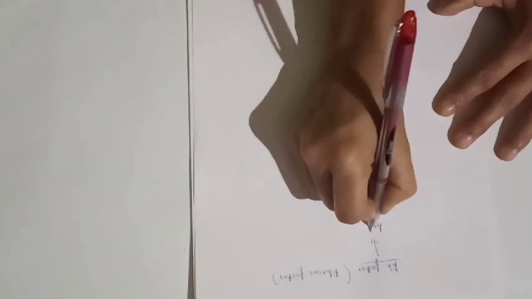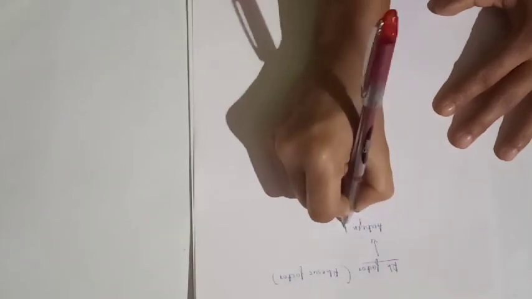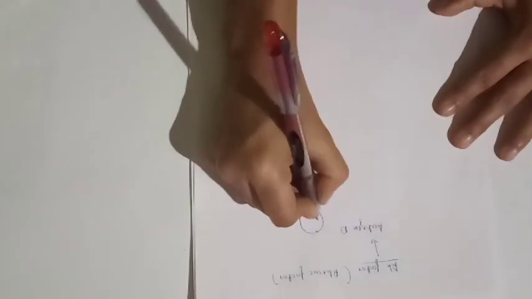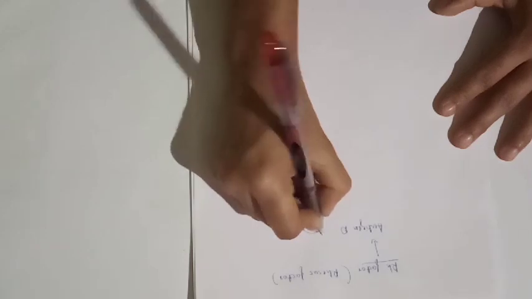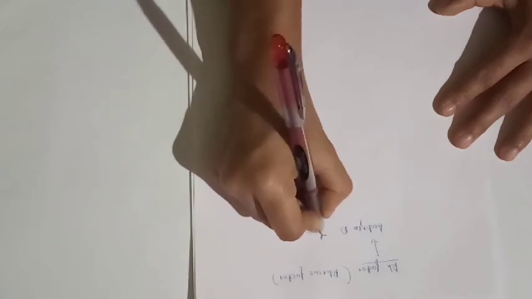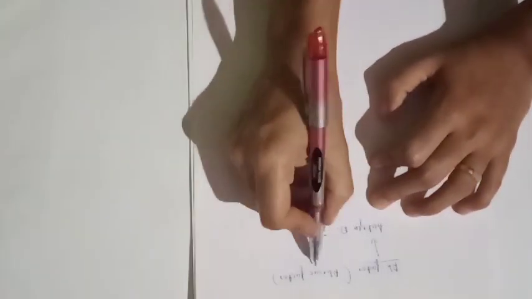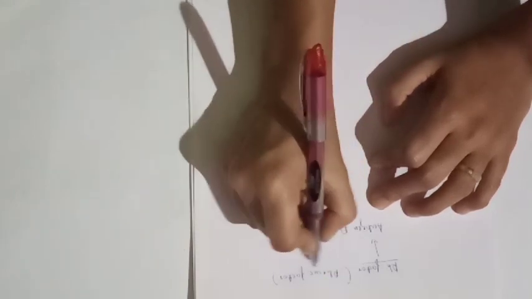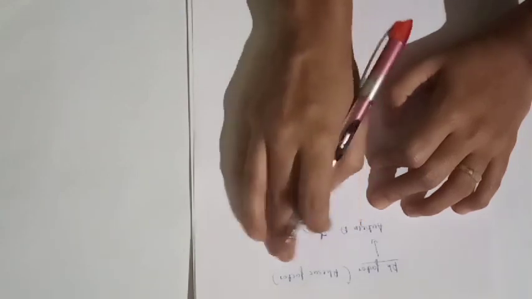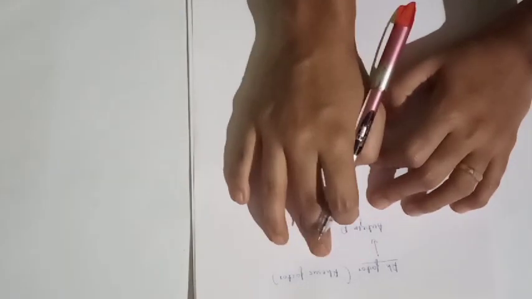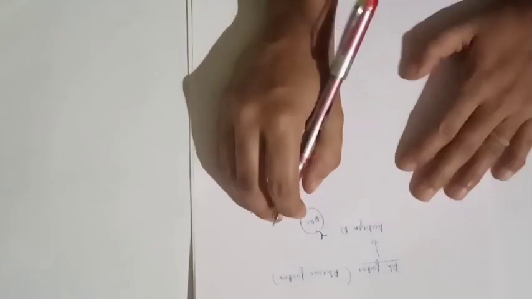RH factor is an antigen, that is, antigen D. Antigens are present on the membrane of RBC. Clear for you? This antigen D is present in humans as well as the rhesus monkey. It was first observed in the rhesus monkey, therefore it is named rhesus factor or RH factor. Later it was observed in human beings.